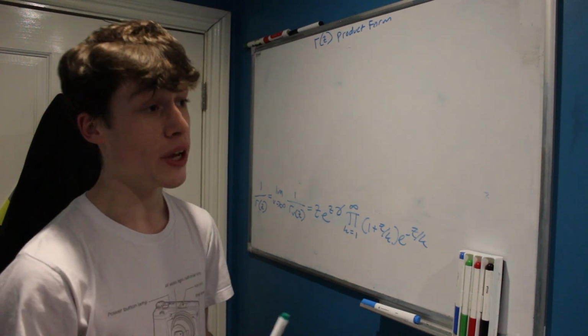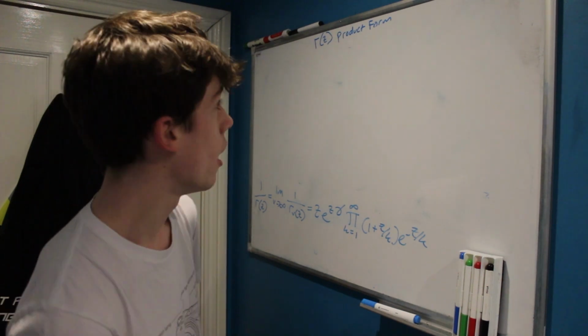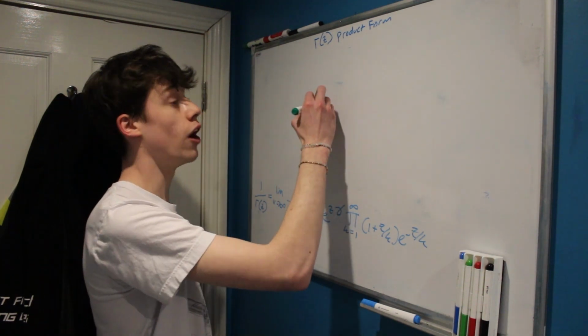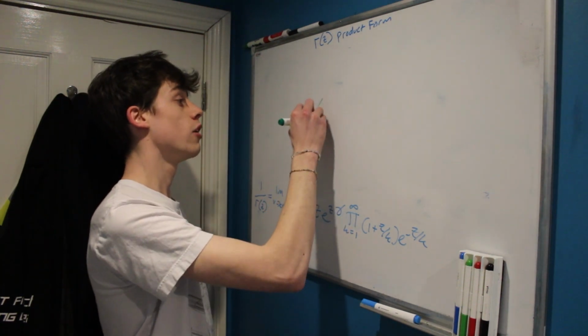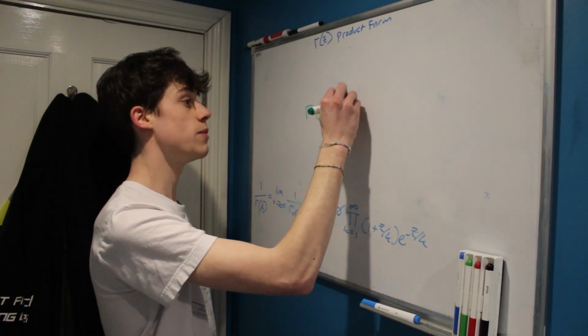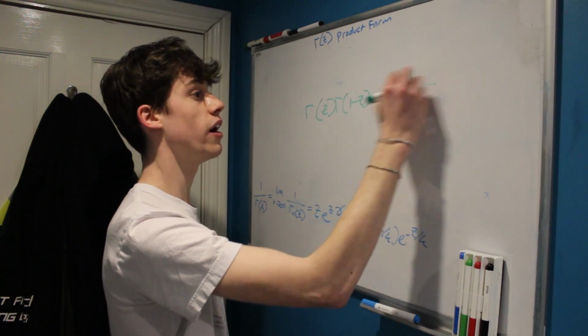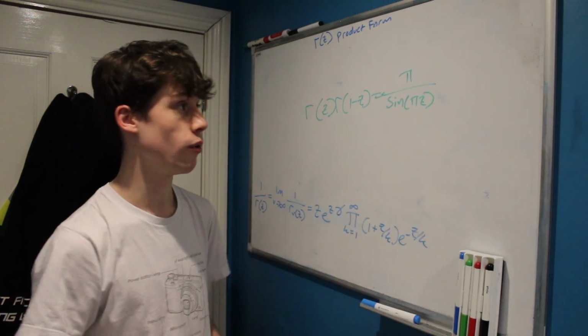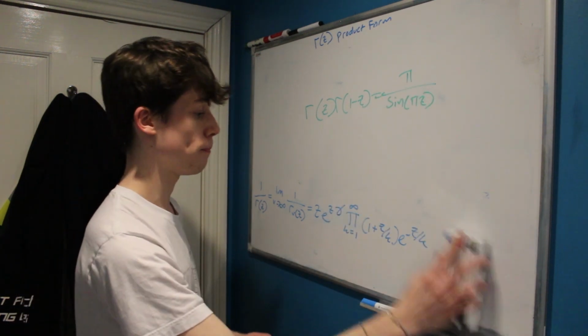And it's useful in lots of different proofs. One of the best ways to use it, I think, is to prove Euler's reflection formula, which states that gamma of z times gamma of 1 minus z equals pi over sine pi of z. And that's what I'm going to make the next video on this topic about.